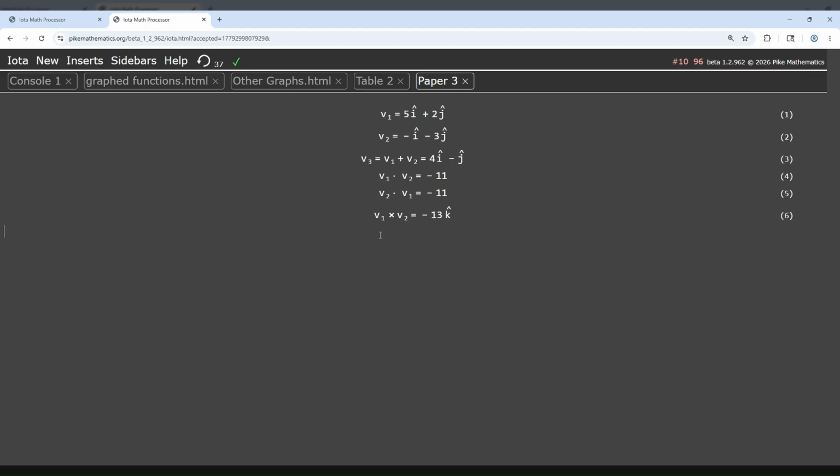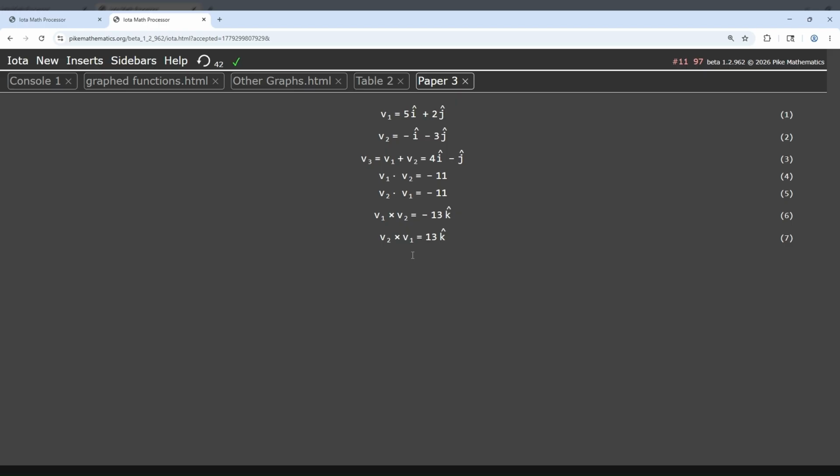Okay. Now, unlike the dot product, the cross product isn't commutative. They differ by the sign. So let's try the reverse. V underscore 2 cross V underscore 1 equals, there you go, 13k. So same magnitude, but different direction.